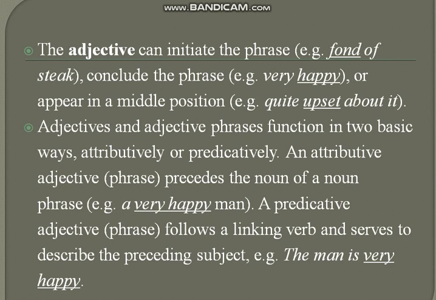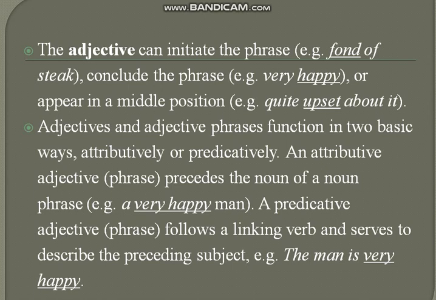So here you can see what is meant by an attributive adjective or adjective phrase. It precedes the noun of a noun phrase. Like here, it would come before the noun. Precedes means came at the start, like came before something. So look at the example: a very happy man. Man is the noun here, and very happy is an adjective phrase.